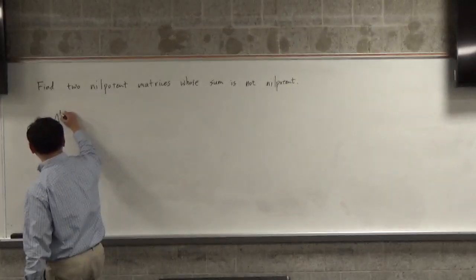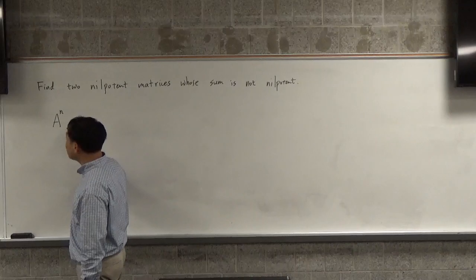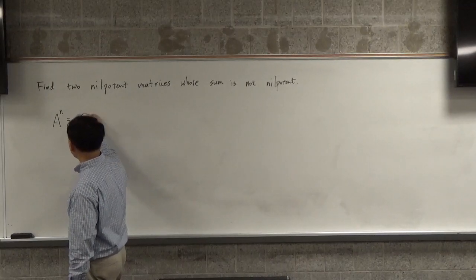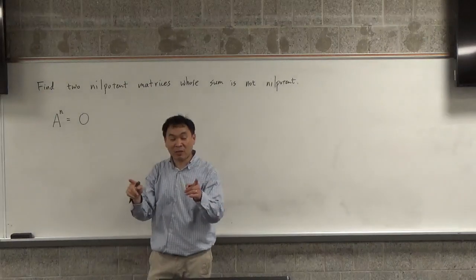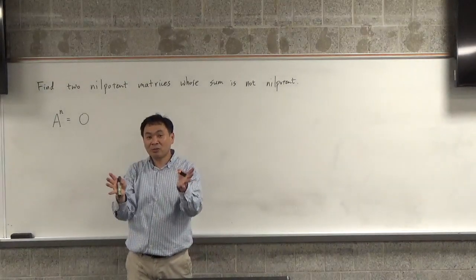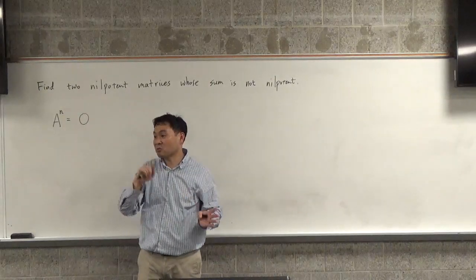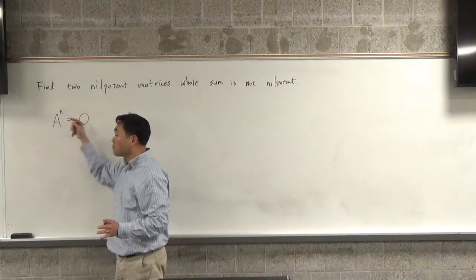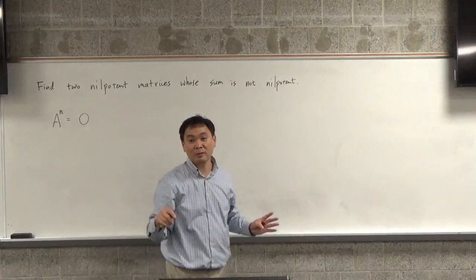There's some positive n, where you take the nth power of it, it becomes the zero matrix. Zero here is not a number, but it's a matrix, an n by n matrix, so k by k matrix. It's a square matrix where all the entries are zero. If this happens for some n, then it's called nilpotent. Right?